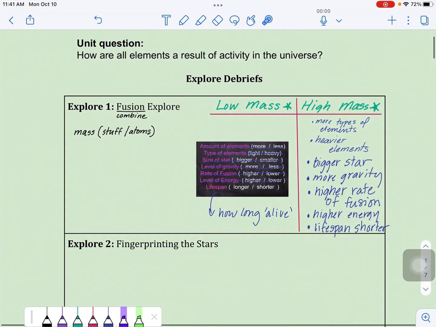So those are the big ideas we wanted to pull from our activity of the fusion game. Remember, the game's always open. You can go back there and play and see these relationships at any time.